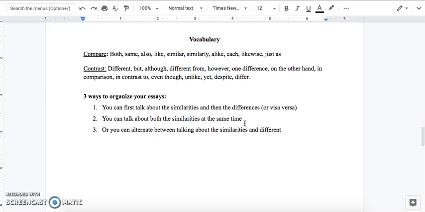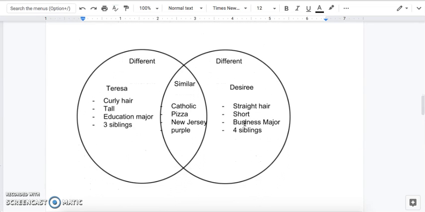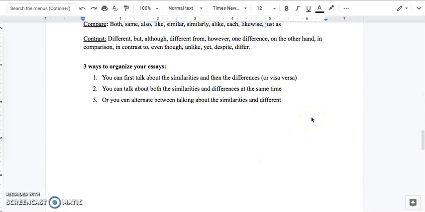So then, once you know the vocabulary and you know how you're going to organize your essay and you know what you're going to talk about, you need to think about the way in which you will organize your essay. So the first way you could do it is you can first talk about the similarities and then talk about the differences, or vice versa. So first I could describe all the ways that Desiree and I are similar, then I would discuss all the ways that Desiree and I are different, or vice versa.